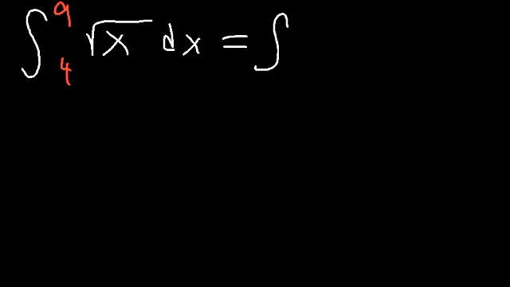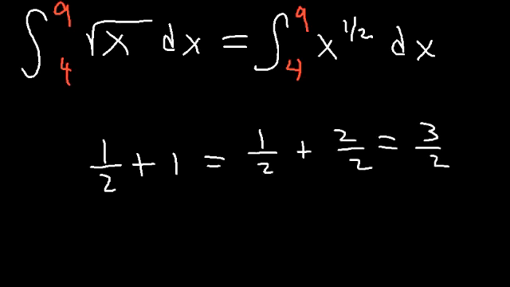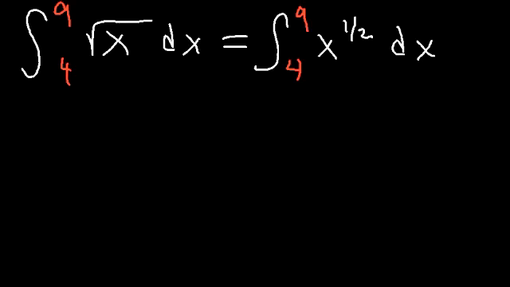Now, what is the antiderivative of the square root of x? Go ahead and try this one. Now, the first thing that we should do is rewrite the expression. The square root of x is the same as x to the 1/2. So we can use the power rule. What is 1/2 plus 1? 1/2 plus 1 is basically 1/2 plus 2 over 2, which is 3 over 2. So when we add 1 to the exponent, it's going to be 3 over 2.